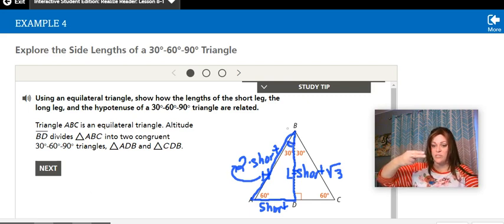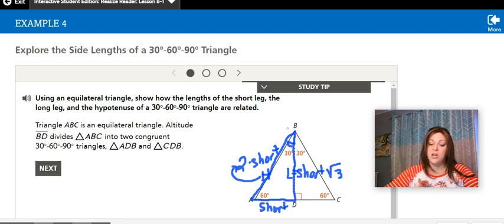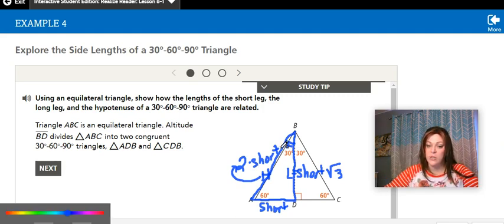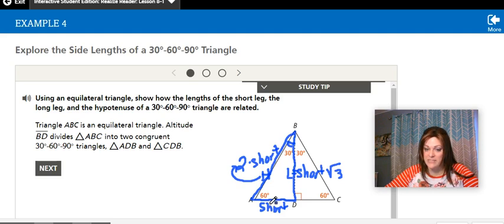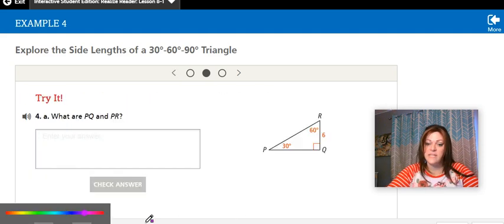Because the 30 degrees will only open a little bit. The 60 degrees will open up more, and the 90 will open up even more. So that means across from the 30 would be the smallest. Across from the 60 would be like the medium length, and across from this 90 would definitely be the longest, which is true since it's the hypotenuse. So let's think about what I just told you.